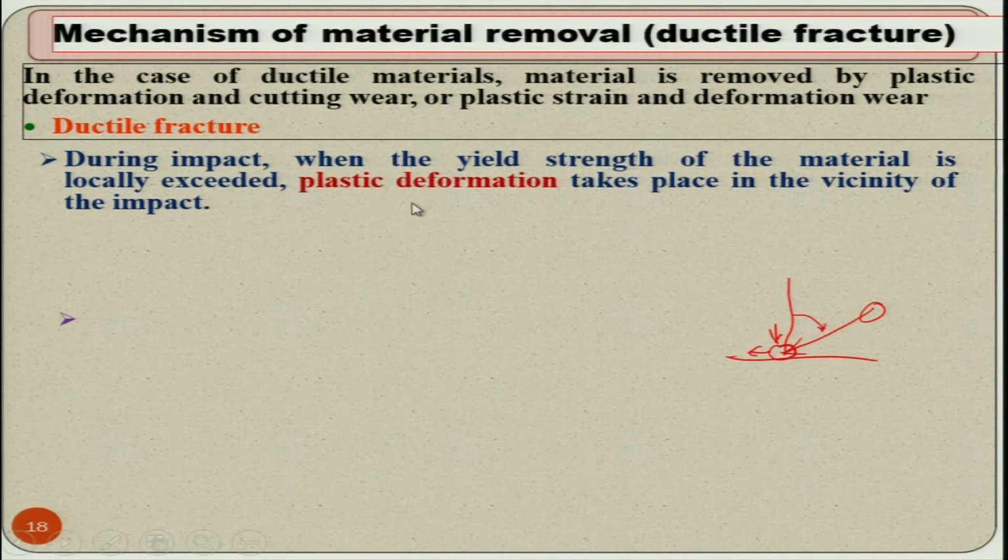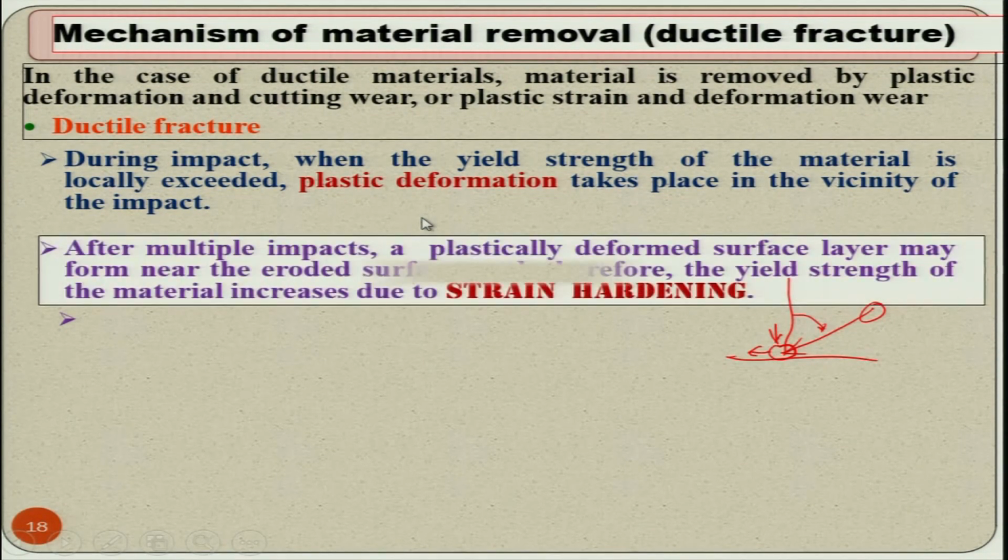So, plastic deformation is going to take place in the vicinity wherever the impact is taking place, because when the particle penetrates inside, it is going to remove the material in the form of a chip like this, and this chip will come over here and you will get the removal of the material. After multiple impacts, a plastically deformed surface layer may form near the eroded surface, and therefore the yield strength of the material increases due to strain hardening.